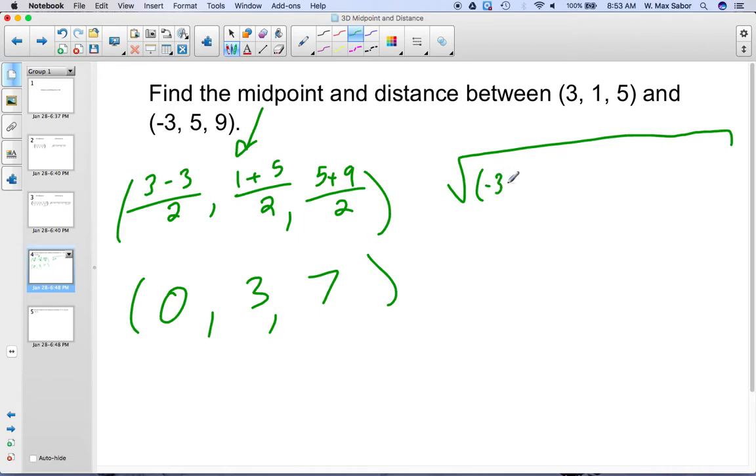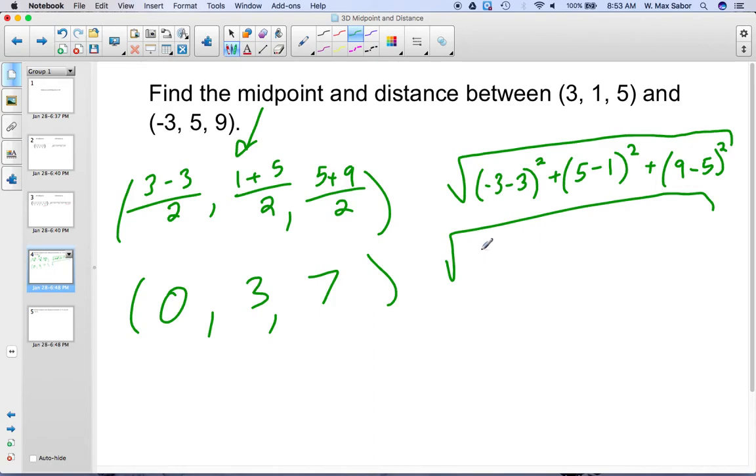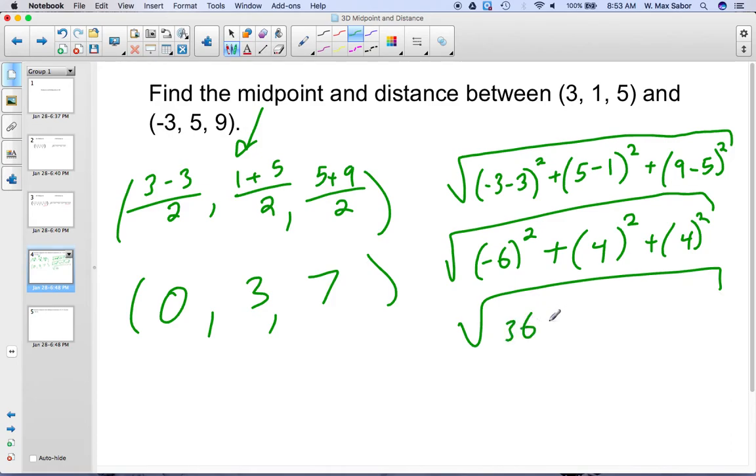The distance. So we're going to subtract the x-coordinates squared, subtract the y-coordinates squared, subtract the z-coordinates squared, and then we get negative 6 squared plus 4 squared plus 4 squared, which is 36 plus 16 plus 16. This is going to be, let's see, I believe 68? Yes, 68. Square root of 68.